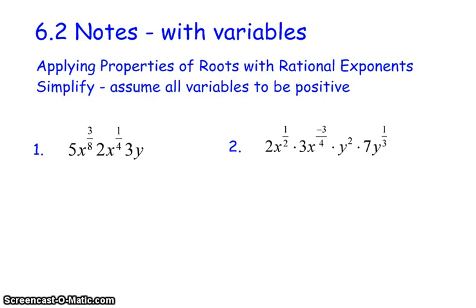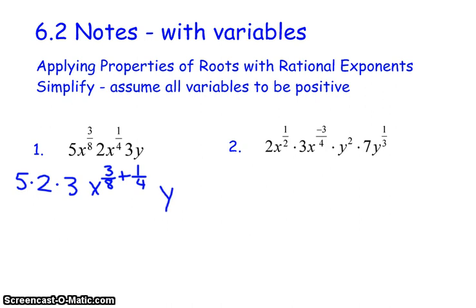So now we're going to be looking at the 6.2 notes with variables. And again, we're going to be applying the same properties that we learned without variables, and now we're going to be using variables. So this very first one, number 1, I would multiply all the numbers together, 5 times 2 times 3, and then we have x to the 3/8 plus 1/4, and then the y.